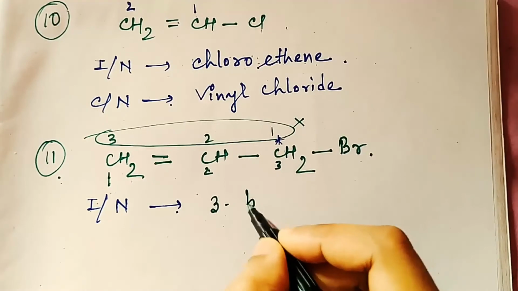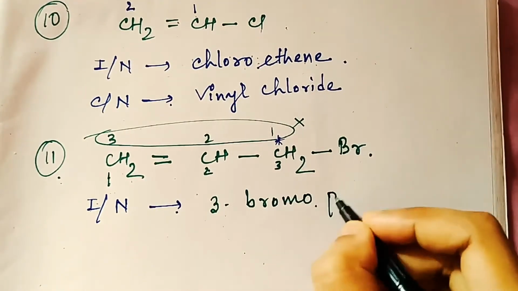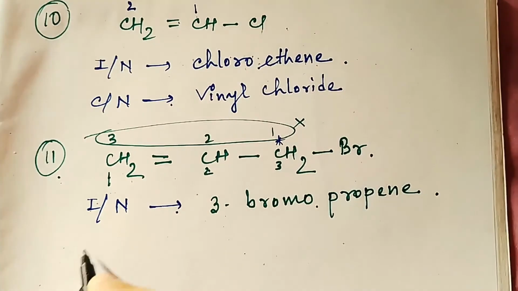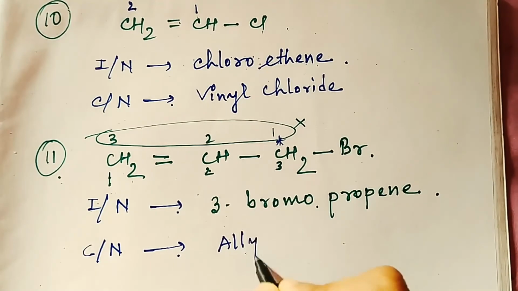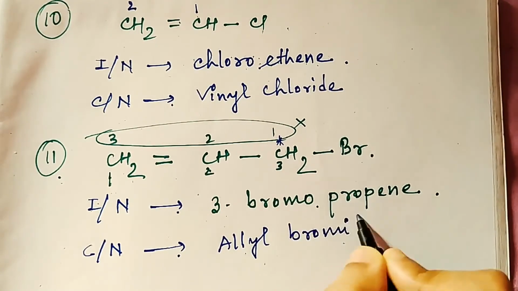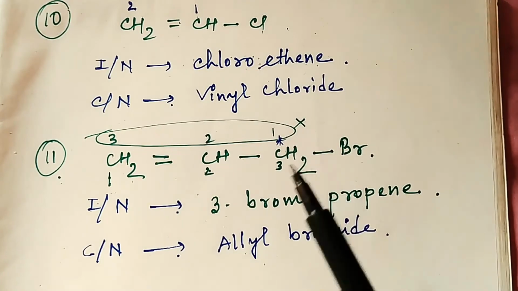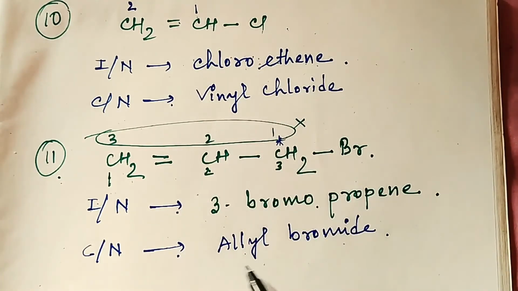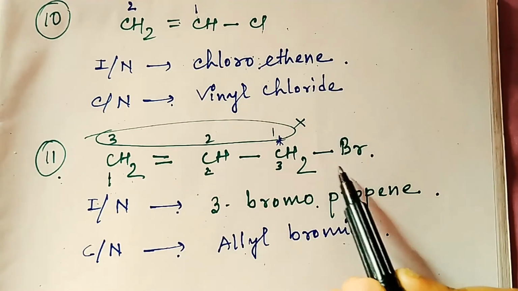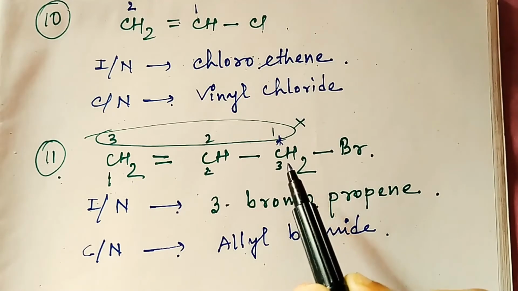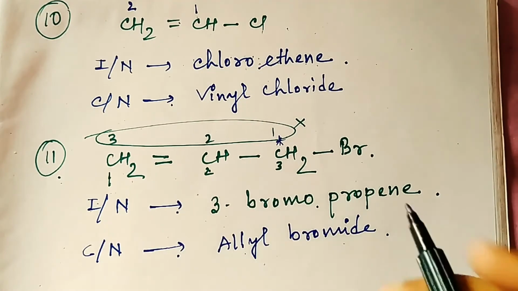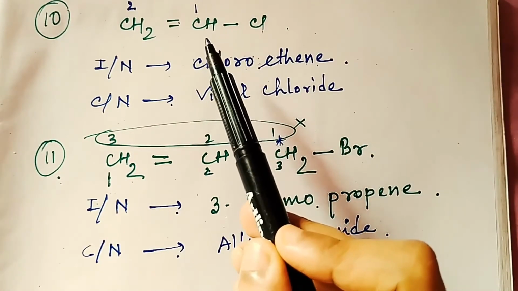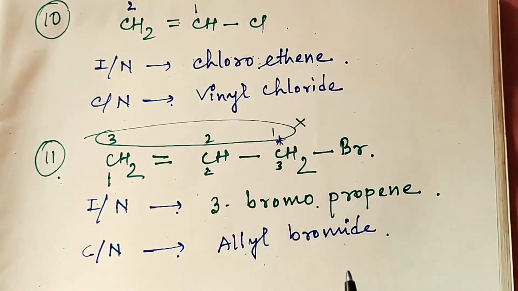So write 3 bromo propene. The common name is allyl bromide. Now you can say in the previous case we have used vinyl, now we have used allyl. So when this allyl actually is used, when the halogen group is attached with the sp3 carbon atom which is further attached with the sp2 carbon atom, in that case we will use allyl. And when the halogen is directly attached with the sp2 carbon atom, that time we use vinyl. Okay.